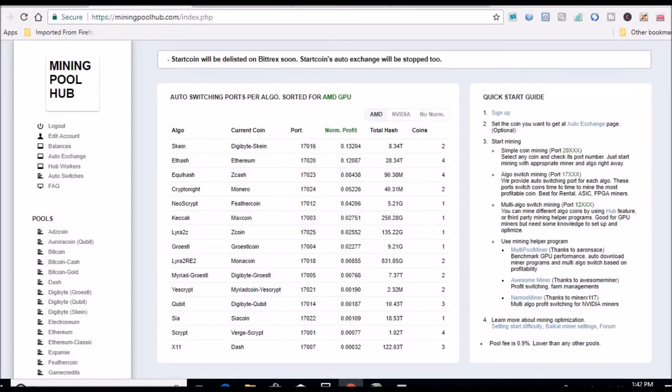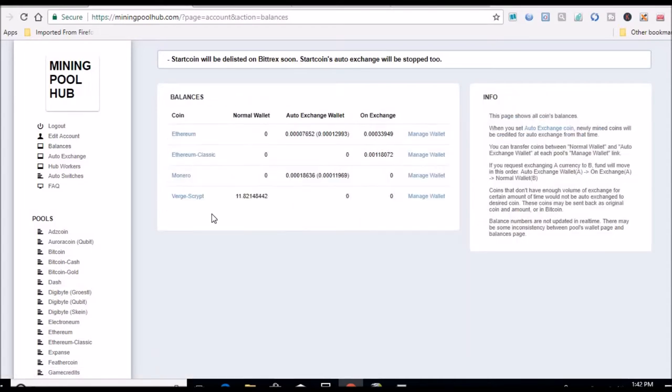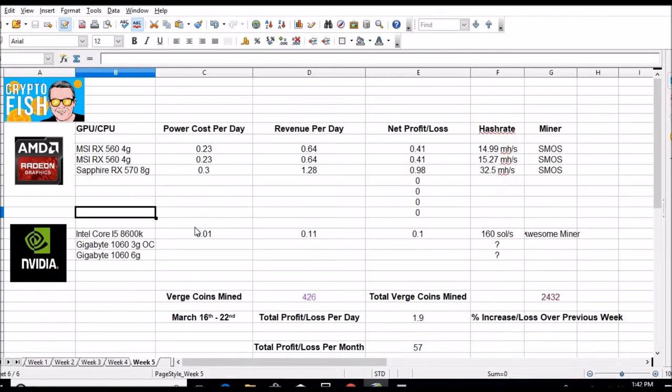All right, at Mining Pool Hub, if you guys are new here, I mine Ethereum and convert it to Verge. So let's see what my balances are right now. 11. It did cash out earlier. So let's head over to the spreadsheet. I've updated a little bit. So this did cash out.